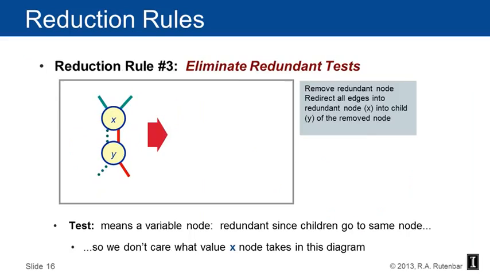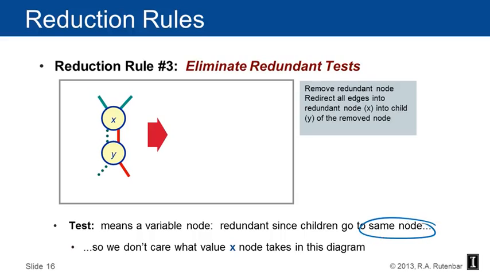But wait, there's more. There's another rule that we can use to eliminate redundant nodes. And this is the rule called eliminate redundant tests. This is another one of the ones that feels kind of simple when you look at it. A test in this case means a variable node. So this is, if x equals 1, what do I do? If x equals 0, what do I do? Redundant tests are the circumstance where a variable has both of its children going to the same node.